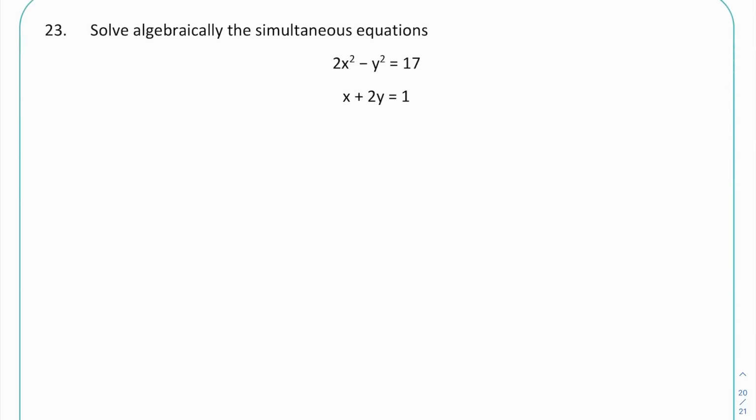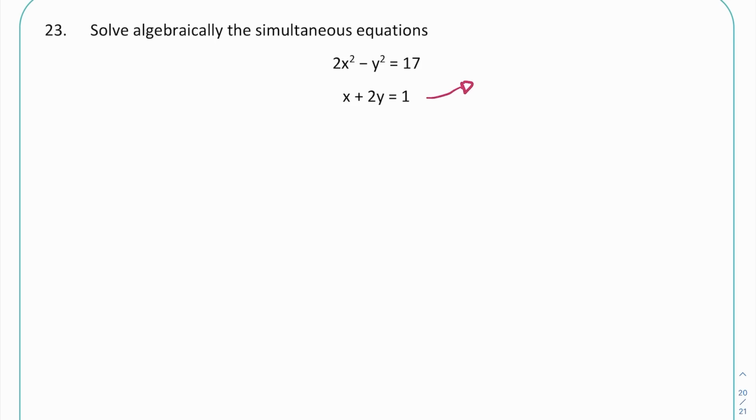Okay, and on to this question 23. Solve algebraically the simultaneous equations. So we have 2x squared minus y squared is equal to 17, and x plus 2y is equal to 1. Now that 2 on the x squared there is going to make this pretty tricky, unless we can make the second equation y equals without then incorporating fractions.